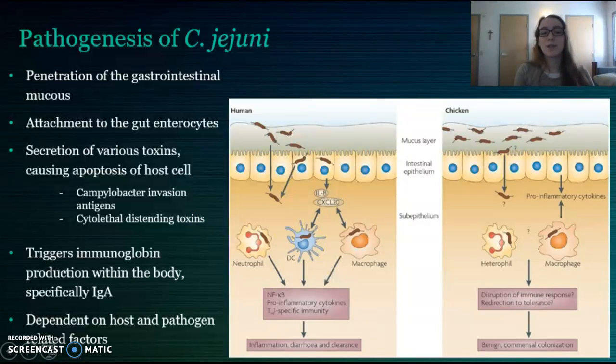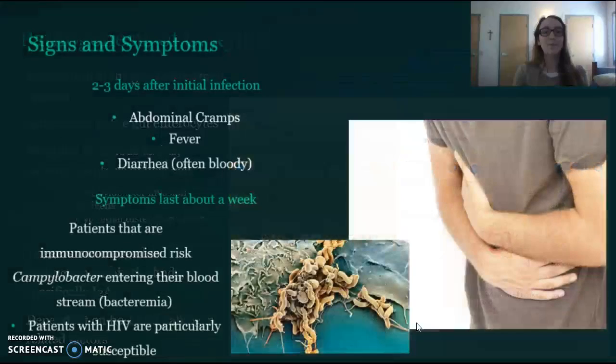This will trigger the immunoglobulin production within the body, and specifically IgA. The immunoglobulin A is going to attach to the bacteria and immobilize it. This allows the body to have temporary immunity to the bacteria and the infection. And this is going to depend on the host and the pathogen as well, because in some hosts, as you can see from the right-hand side, like the chicken, there is a benign colonization, which scientists don't actually know, but this means that the chicken will not exhibit symptoms like the human will, even though it has an infection.